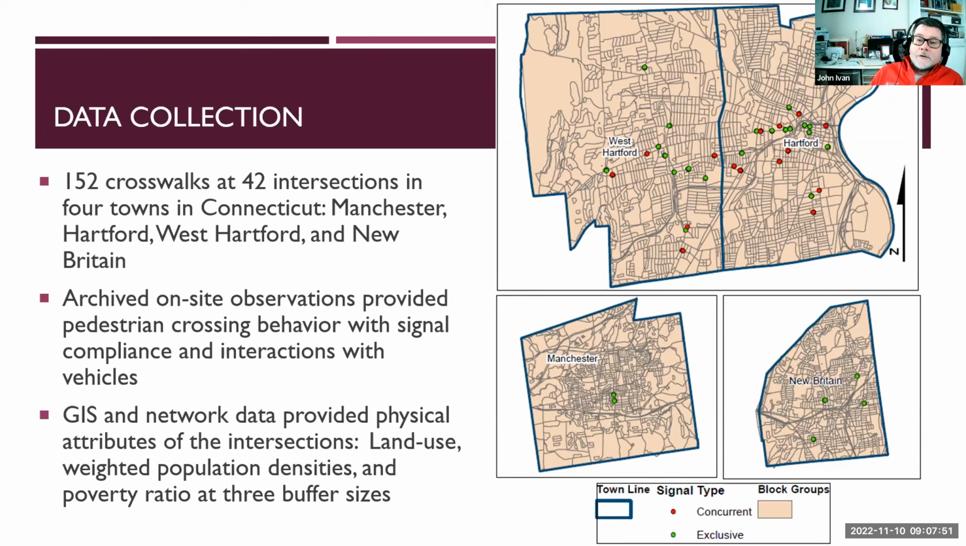So previously, when we had looked at this, we only used some of the physical attributes of the intersection. So now we're adding in population densities, the land use densities in the area around the intersections. And also we got information about poverty ratio to see if that might be affecting the rate at which people are compliant.